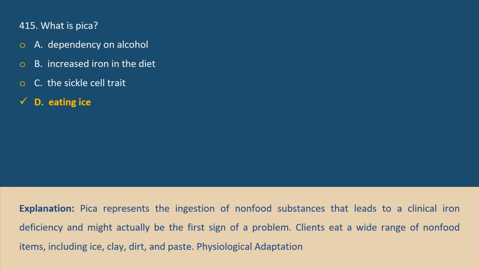Answer D. Explanation. Pica represents the ingestion of non-food substances that leads to a clinical iron deficiency and might actually be the first sign of a problem. Clients eat a wide range of non-food items, including ice, clay, dirt, and paste. Physiological adaptation.